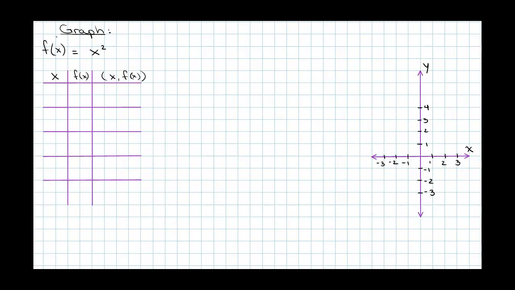Alright, we're going to be graphing this basic quadratic function, f of x is equal to x squared. And I just want to remind you that f of x means the same thing as y. If you do not feel comfortable seeing the f of x, the function notation, you can replace it with a y. Interchange it with a y, it means the same thing, it's alright.